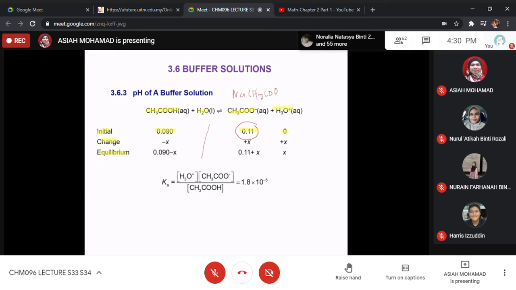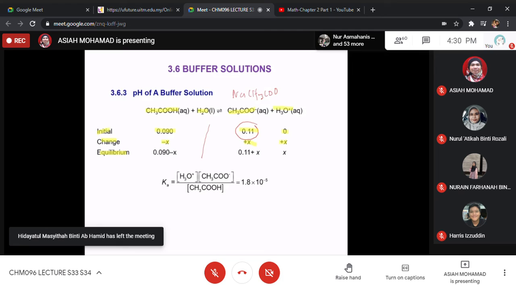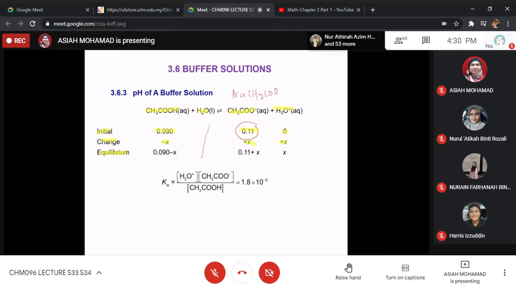For the change, we are going to lose the value of x here, so it will be negative x, and we are going to gain the amount of x, so plus x, as well as the amount of the hydronium ion, so plus x. So at equilibrium, just sum up the I and C rows to have 0.09 minus x here, and 0.11 plus x, and x for hydronium ion.